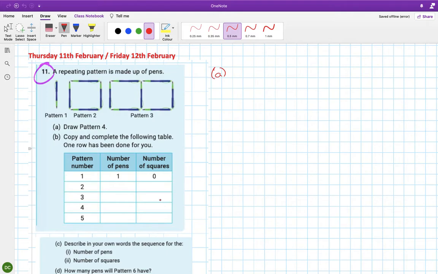Okay. So we just need to put another box, don't we? So like 1, 2, so there's the first one. And then we add on another one. You know what I mean? So then we just add on another one. So I think something like that.